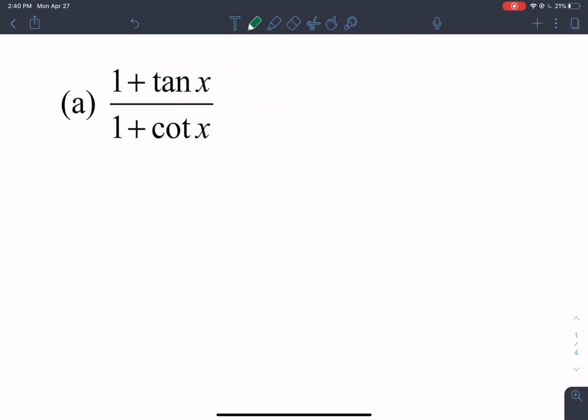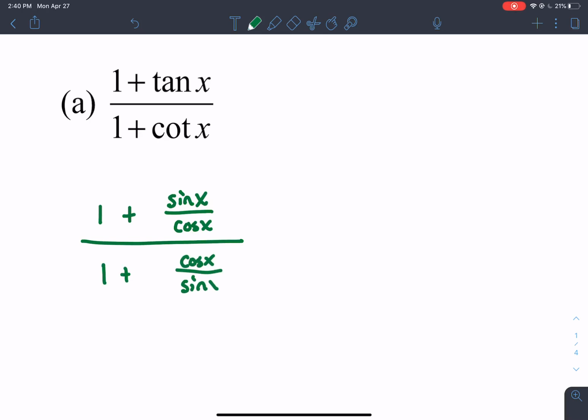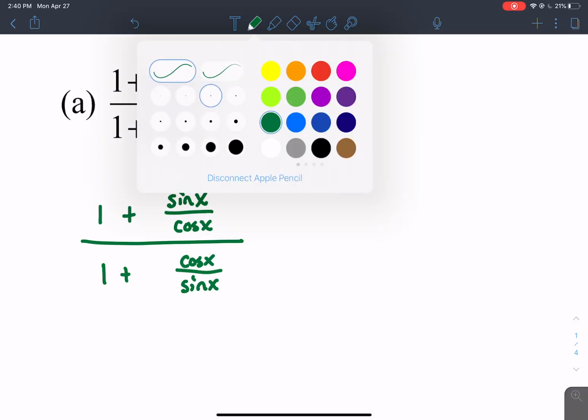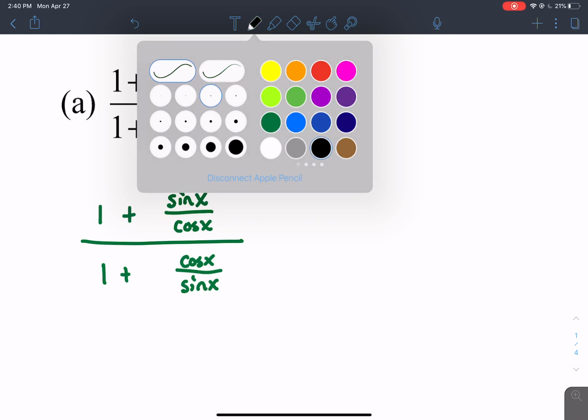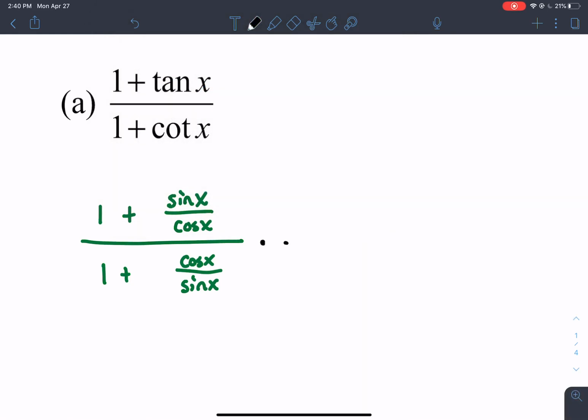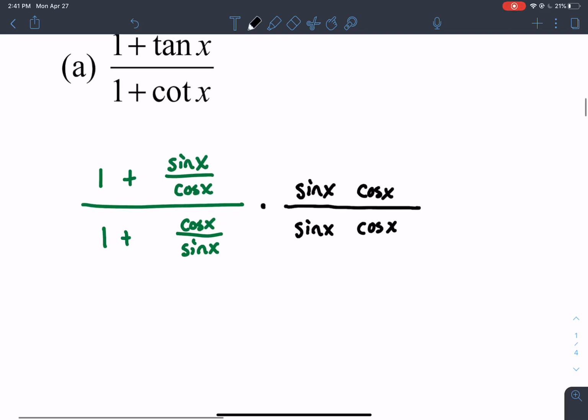So if I do that, I'm going to do 1 plus sine over cosine divided by 1 plus cosine over sine. Now I have a fraction that I want to simplify. So I need to multiply the top and the bottom by the common denominator, which would be sine times cosine. Remember, you need to multiply that to everything.